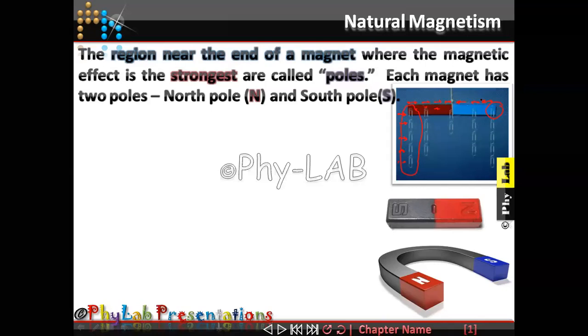Now, as every atom is a dipole, so every magnet also is a dipole. That means it has got two poles. One pole is called the north pole, while the other pole is called the south pole. So one pole of the magnet is called the north pole, while the other pole is going to be referred to by us as the south pole.